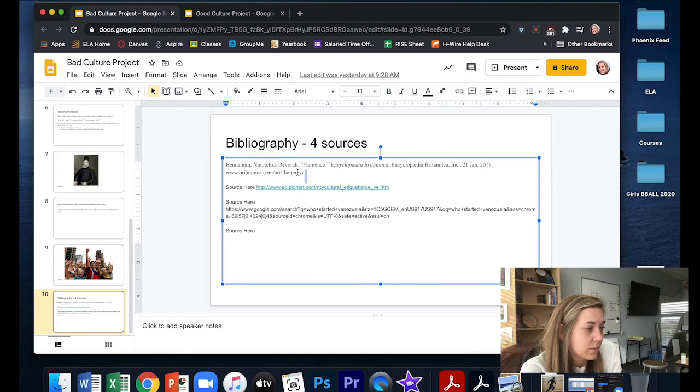So the example one is supposed to be deleted. You're not supposed to keep it. You're supposed to delete it and replace it with the ones that you're actually using.